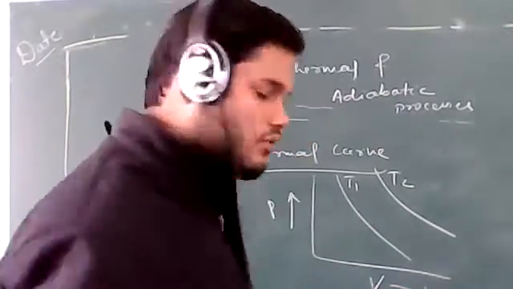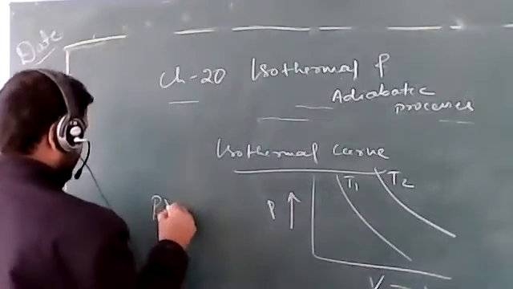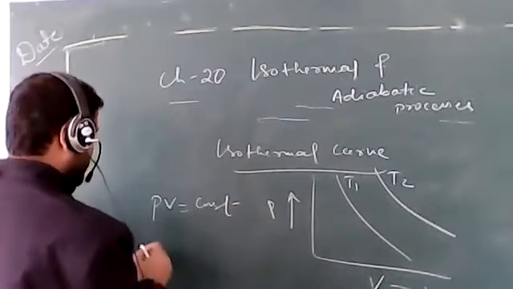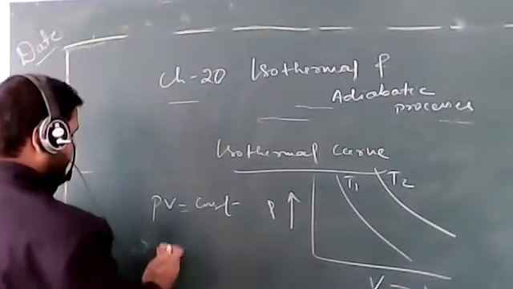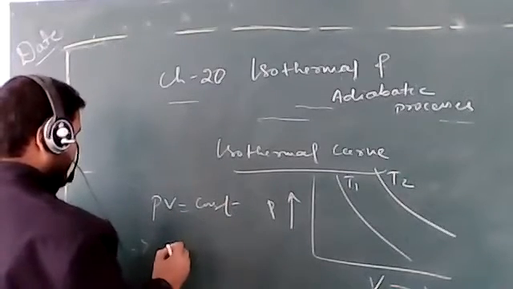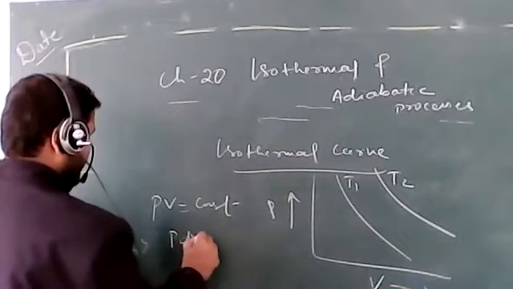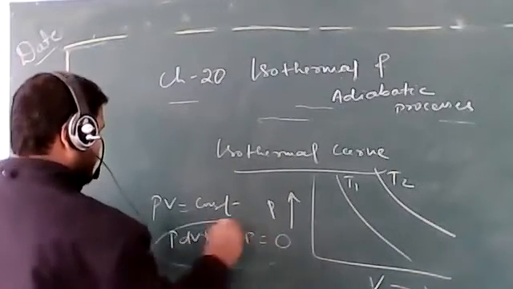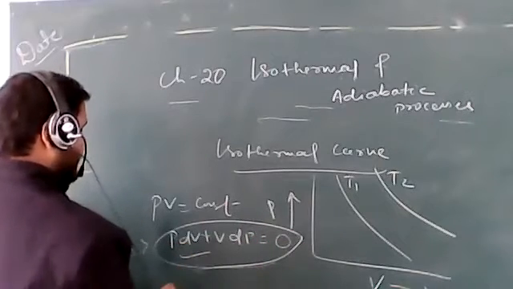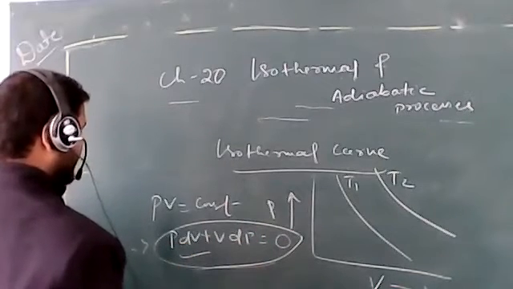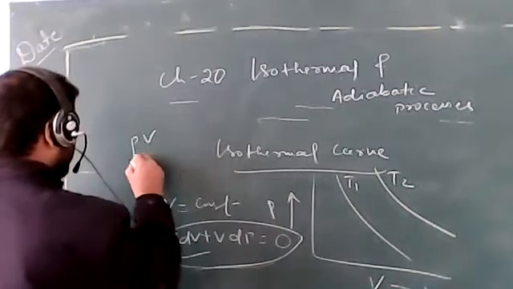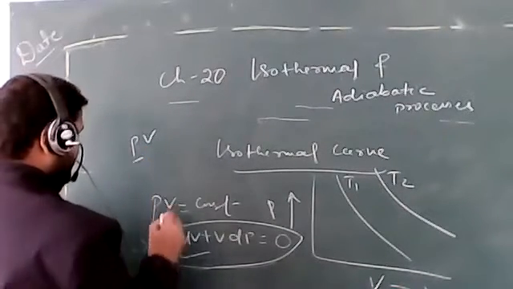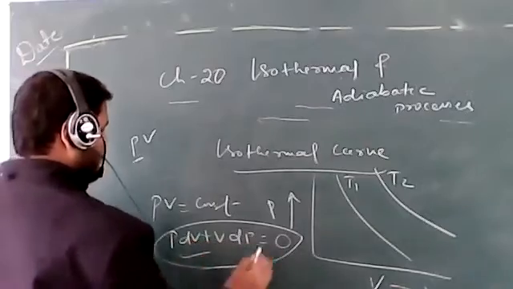If PV equal to constant for the isothermal process, we can take the derivative on both sides. Then P into dV plus V into dP equal to 0, since the derivative of a constant is 0. The product rule is applied here: we take the derivative of one term while keeping the other constant. So P dV plus V dP equals 0.